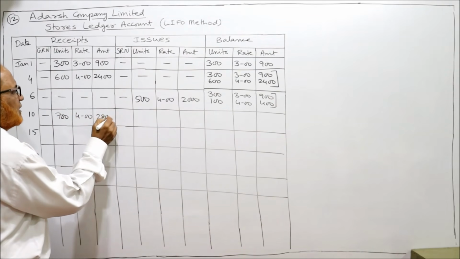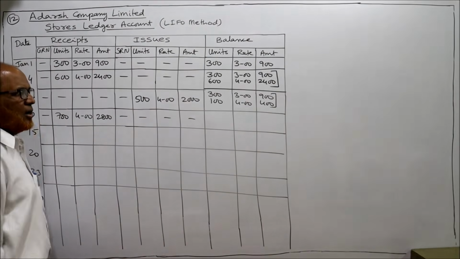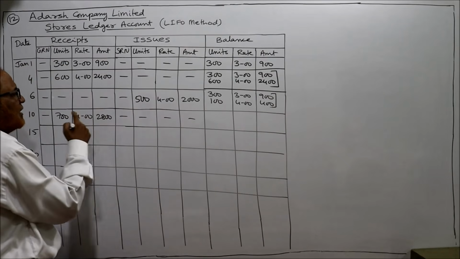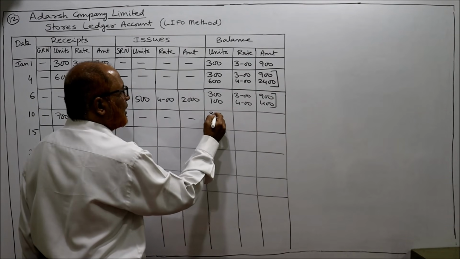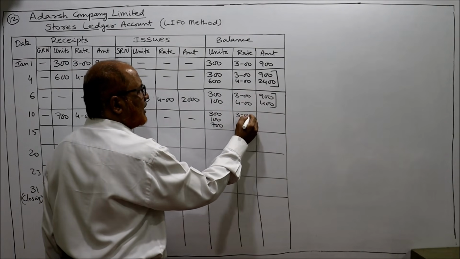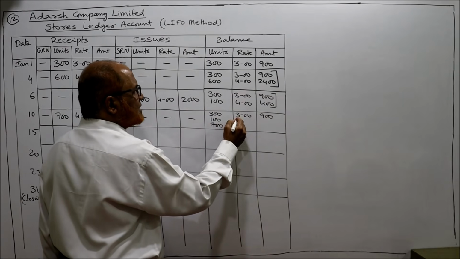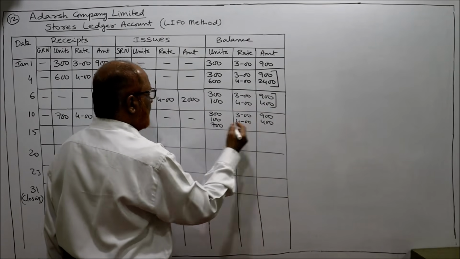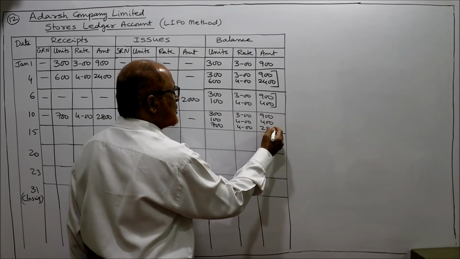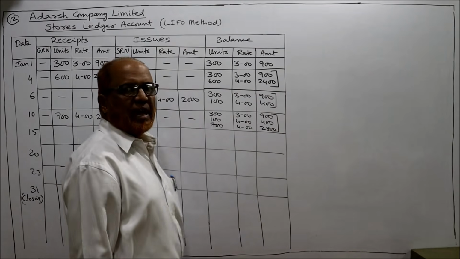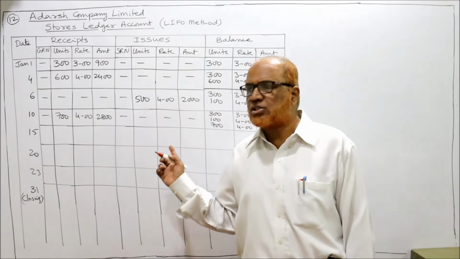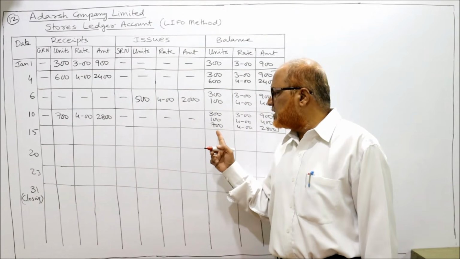So 2,800. Now in balance, we already have 2 lots, 300 and 100, and again 700 are purchased. So 300, 100, 700. The 300 was at the rate of 3 rupees, 900. 100 is at the rate of 4 rupees, 400. And 700 units purchased at 4 rupees, 2,800. We have 3 lots in the stock: 300, 100, 700.